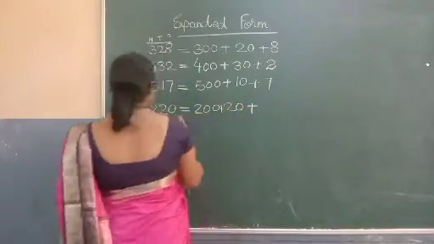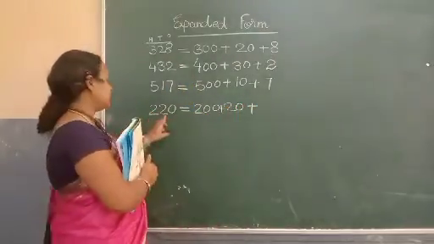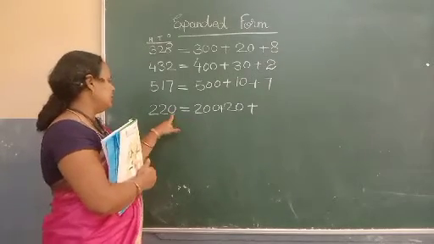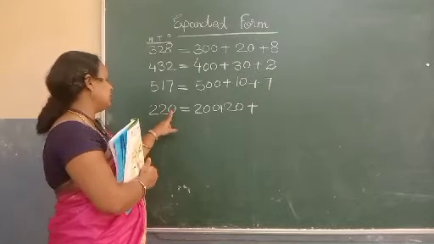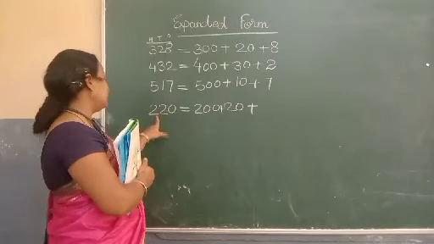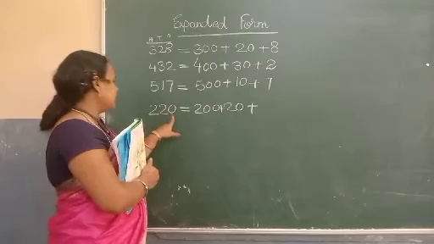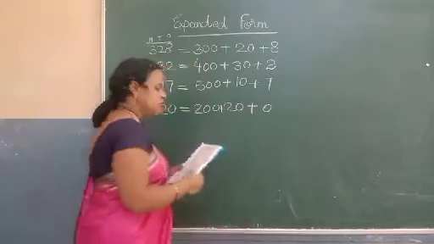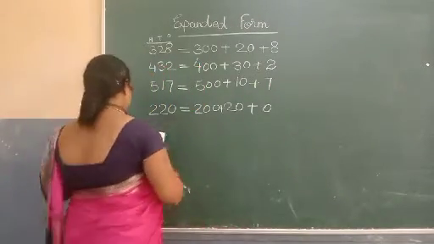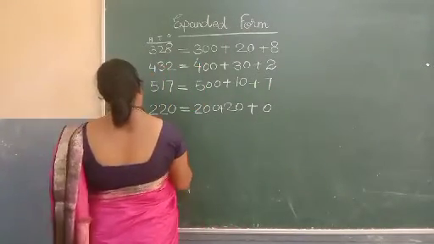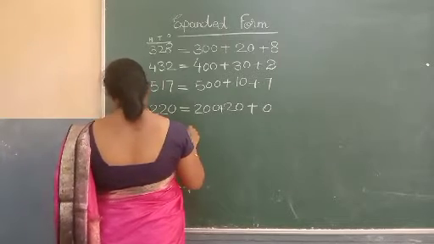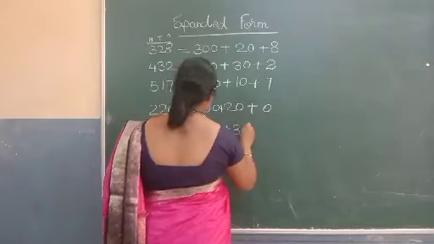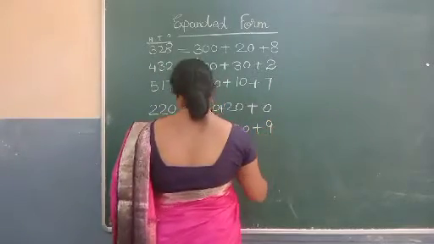All of you see and learn it very carefully because 0 has no placeholder. If 0 is there, you can write only 0. 0 has no placeholders. Okay. Now next one is 639, 600 plus 30 plus 9.